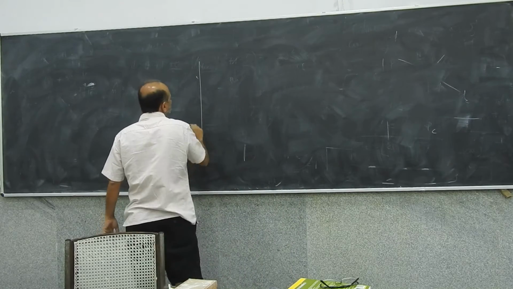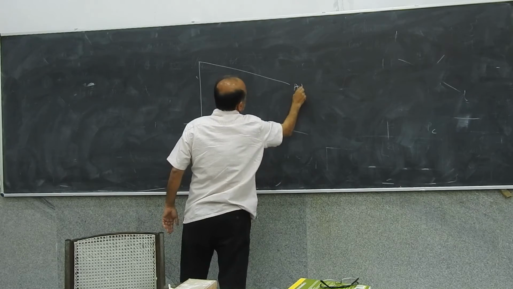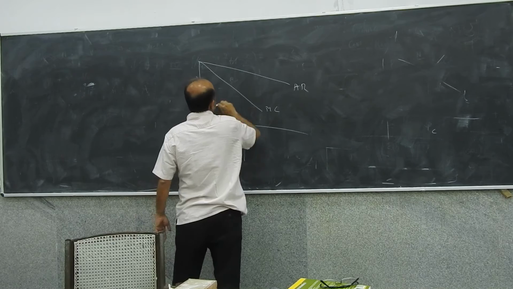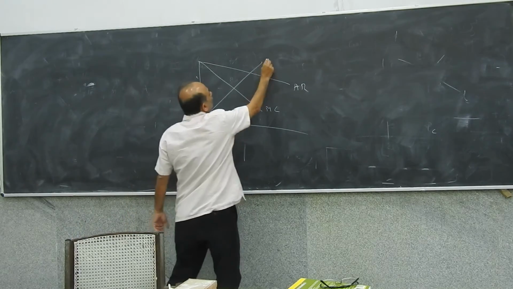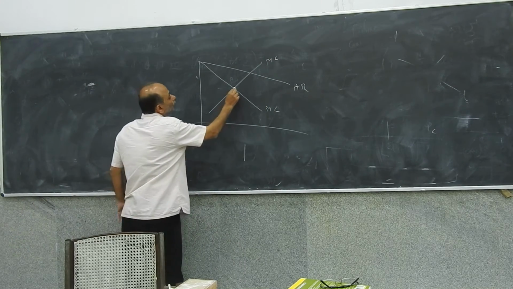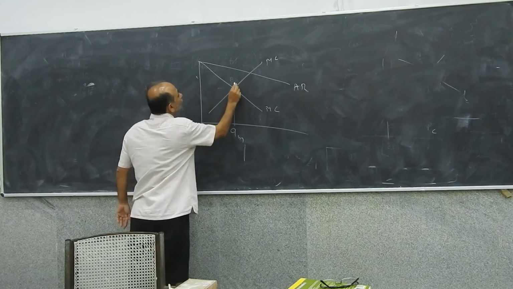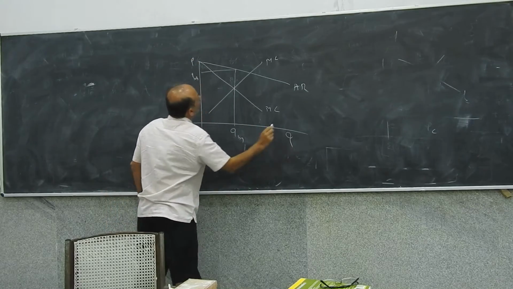So suppose I have average revenue, you have marginal revenue, and you have say marginal cost. I am drawing a simple diagram. Okay? Marginal cost. Okay? In equilibrium, what is the monopoly quantity? QM. What's the monopoly price? PM. Right? Price and quantity.